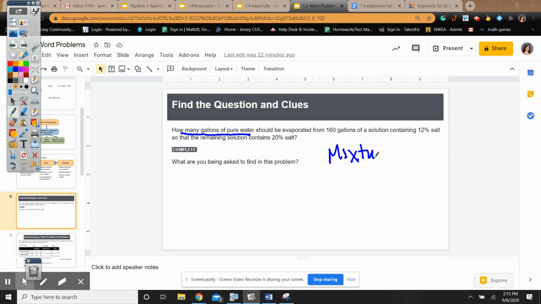This is the first type of problem we're going to be solving. And what you need to know about mixtures, it's a whole bunch of part over whole type of thing. Okay, so if it's 12% salt, it would be 12 out of 100. Okay, and 20% salt would be 20 out of 100. So what we're going to do is we're going to use this table that they're going to help us set up here, and we're going to figure out how much water we're going to have to take out to get from 12% to 20% because we need to have more salt in there.